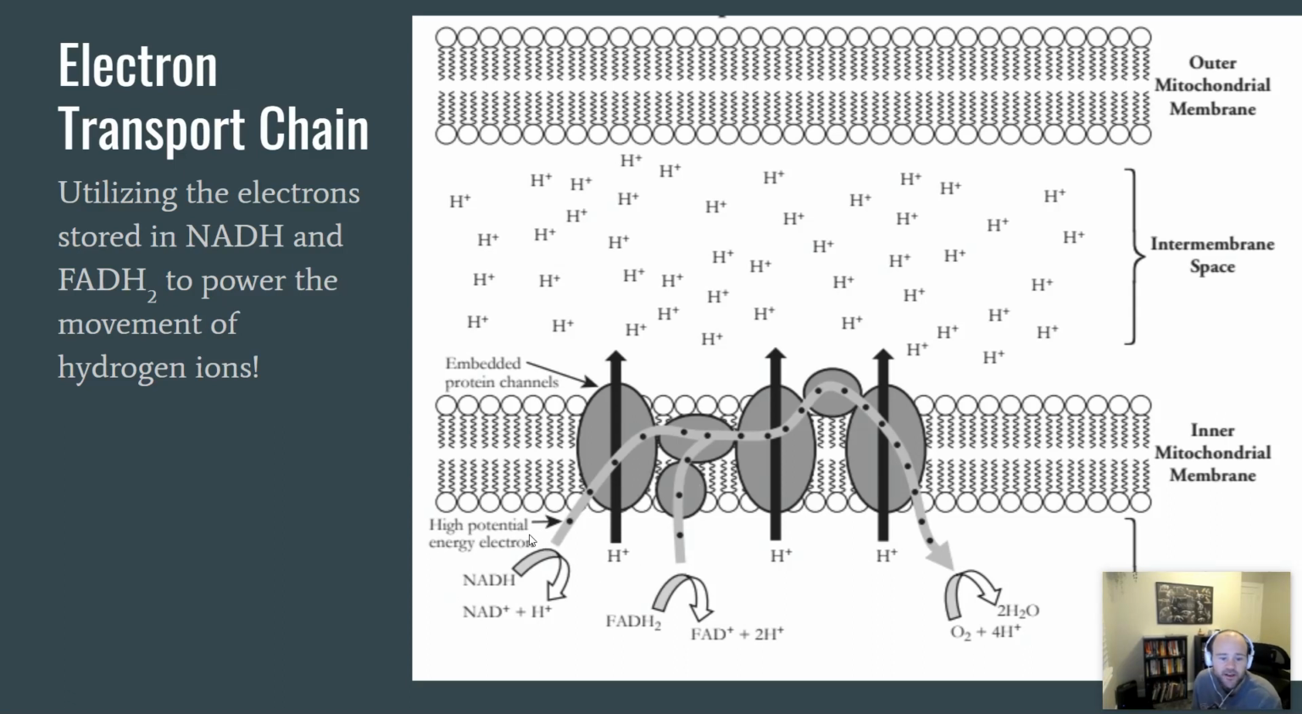And all those electron shuttles that we made in glycolysis, Link, and Krebs, we're finally going to get to use them. Those electrons they've been carrying have a lot of energy. They're high potential energy electrons. And they're going to flow through this complex of embedded protein channels to power them to move hydrogen from the matrix into the inner membrane space. Now you'll notice there's a lot more hydrogen in the inner membrane space than there is in the matrix. And so that requires energy.